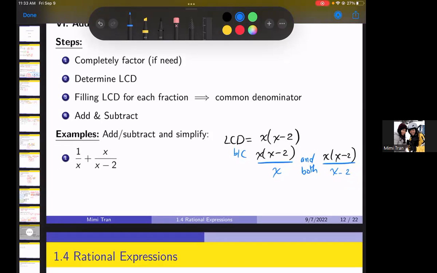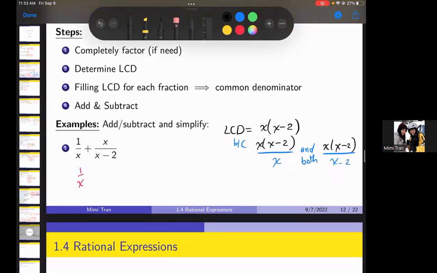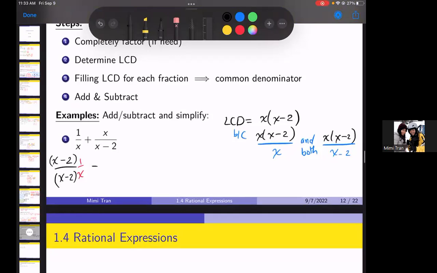We're going to fill in the LCD for each fraction. The first one is missing x minus 2, so you multiply the bottom by x minus 2. If you multiply the denominator by x minus 2, you have to do the same thing to the numerator. That way you multiply by 1 and don't change the expression. It's just manipulating things around. The second fraction is missing x, so x over x.